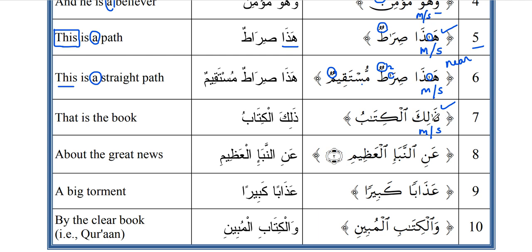So ذلك الكتاب means that is the book. There is an al. So that is the. Now you can see that the al is translated as "the" book. عن النبأ العظيم, both have al. An is a harf jar. We will learn about harf jar later in the lesson. But for now, An-Naba il-Azim means about the great news.